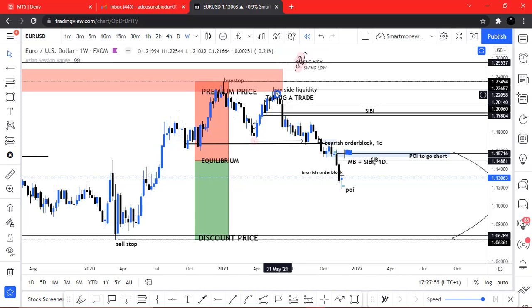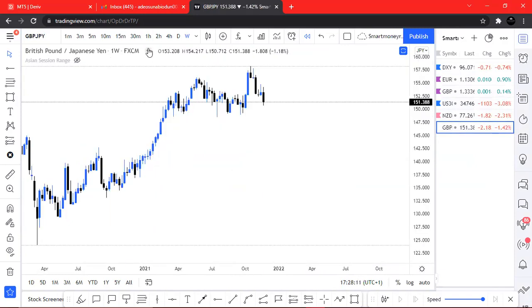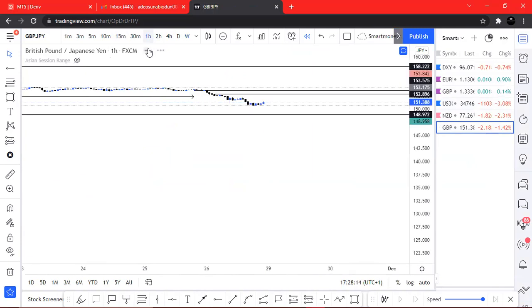So that is why this is more important. And we can actually go to lower time frames. Let me use something else like GBPJPY, and let's use 1 hour charts. And I can still show you the same thing.